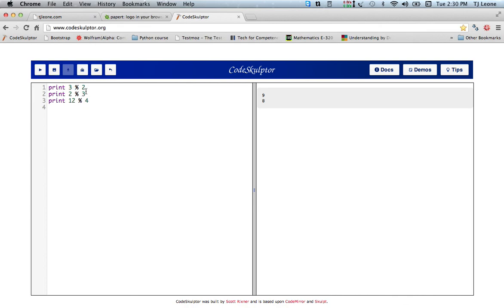So let's see. 3 divided by 2 is 1 with a remainder of 1. 2 divided by 3 is 0 with a remainder of 2. And 12 divided by 4 is 3 with a remainder of 0. So we should just get the remainders. And that's what we got. 1, 2, 0. Okay? What else?